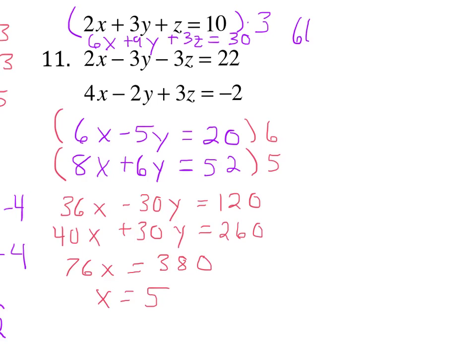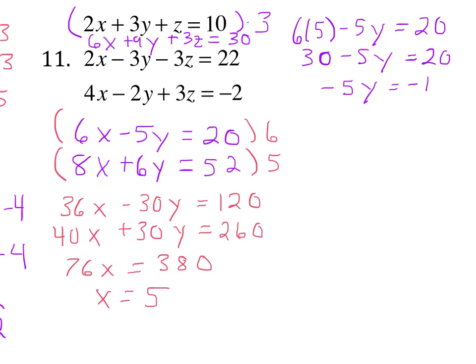So 6 times 5 minus 5y equals 20. So 30 minus 5y equals 20. So negative 5y equals negative 10. So y will equal positive 2. And now I'm going to plug that all back into the first equation.